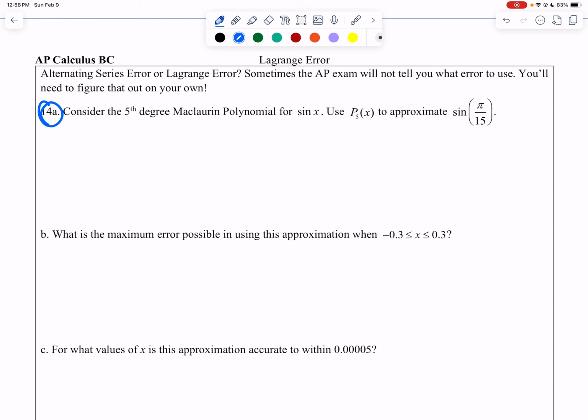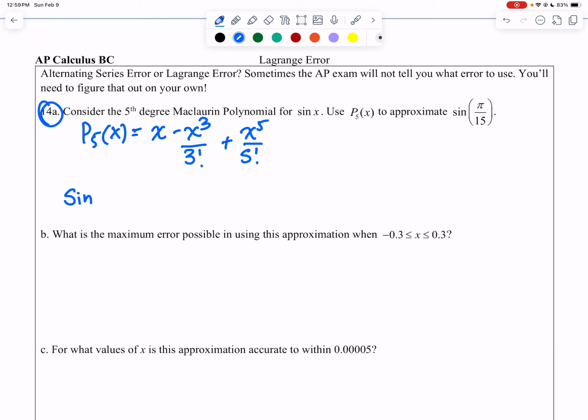So looking at 14a, we want to consider the fifth degree Maclaurin polynomial for sine of x, and we're going to use that polynomial to approximate sine of pi over 15. So remember that the fifth degree polynomial of sine is going to be x minus x to the third over 3 factorial plus x to the fifth over 5 factorial.